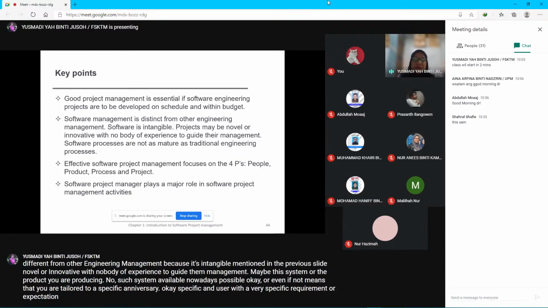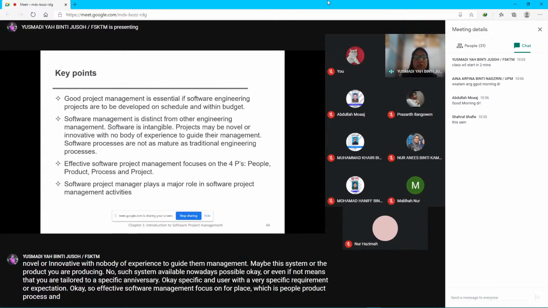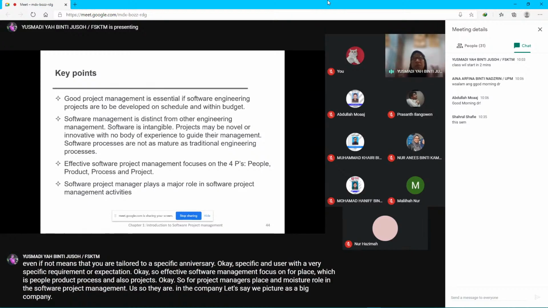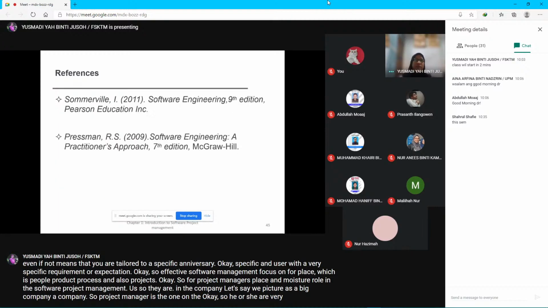Effective software project management focuses on the 4 P's: people, product, process, and project. Software project managers play a major role in software project management activities. Of course, they are at the top of the company. Let's picture a big company, where the project manager is the one on the management side. So he or she is very important, right?